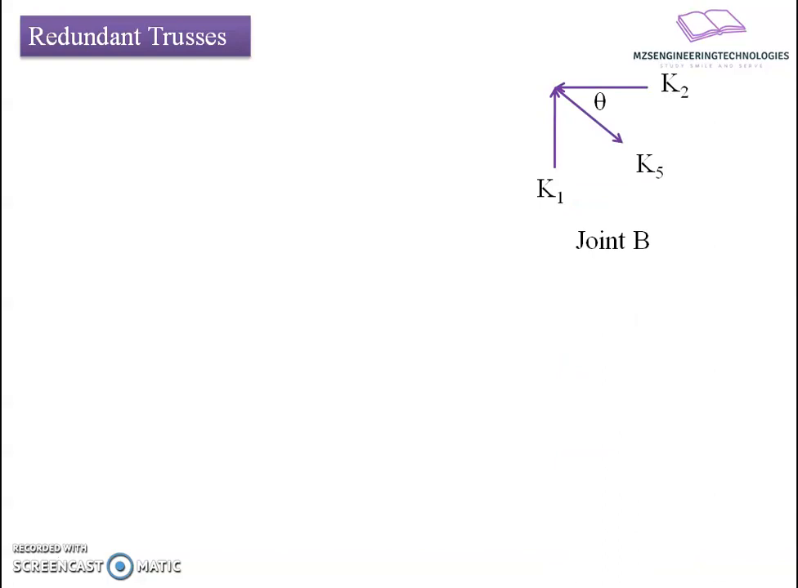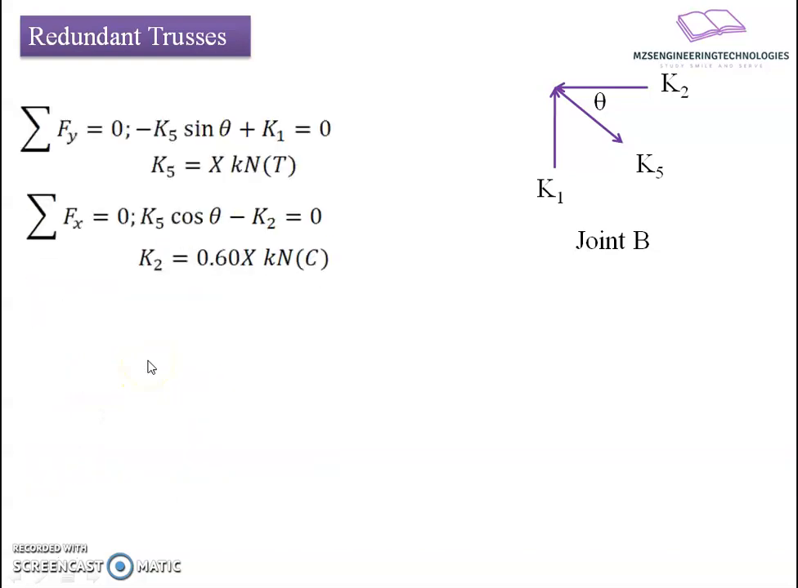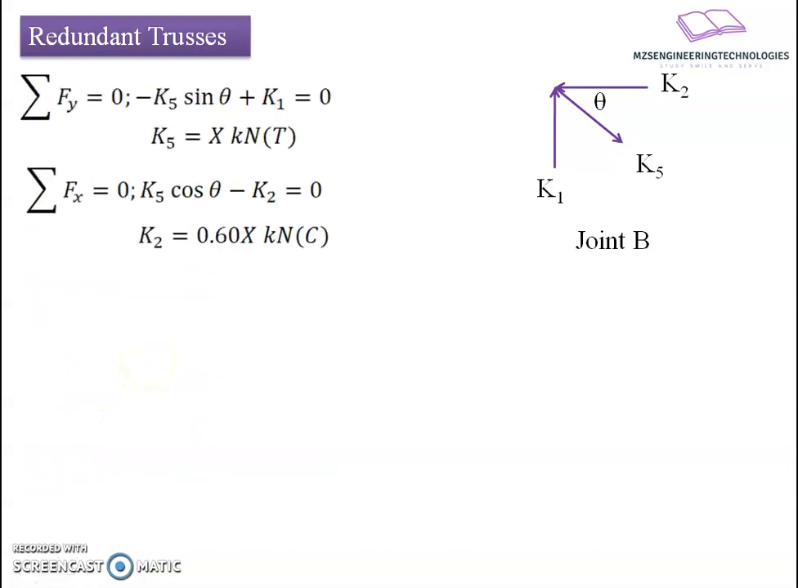Now we'll apply the static equilibrium equations for joint B. The free body diagram we prepare for joint B shows 3 forces, K5, K2, K1, among which we have just calculated K1. K5 and K2 are unknowns. Applying static equilibrium in the vertical direction, we get minus K5 sin theta plus K1 equals 0. K5 results to be X kilonewton, tensile in nature. Applying static equilibrium in the horizontal direction, we get K5 cos theta minus K2 equals 0. K2 comes to 0.60 times X kilonewton in compression.